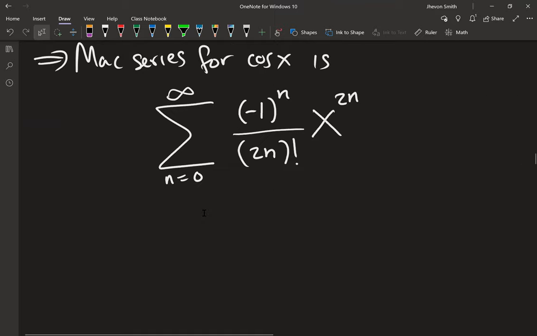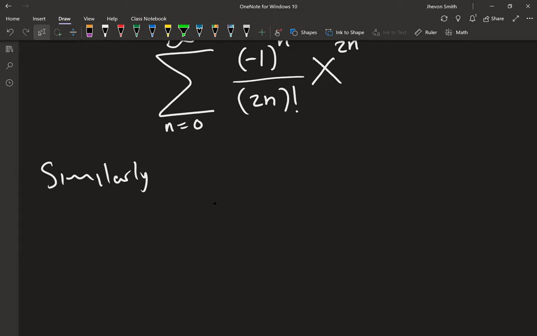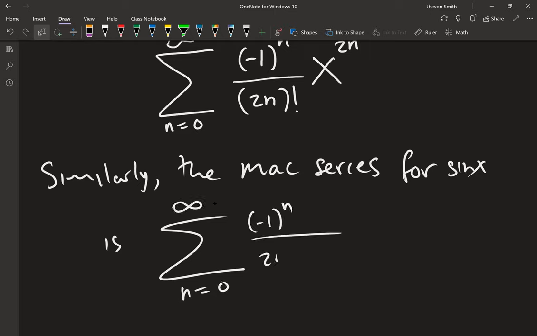Similarly, by the way, the sine function will have a very similar pattern. It's going to bounce between cosine and sines. Similarly, the Maclaurin series for sine is a series, but now it only works on the odd terms: the sum of (-1)^n over (2n+1) factorial times x^(2n+1). Gives new meaning to what it means to say sine is an odd function.